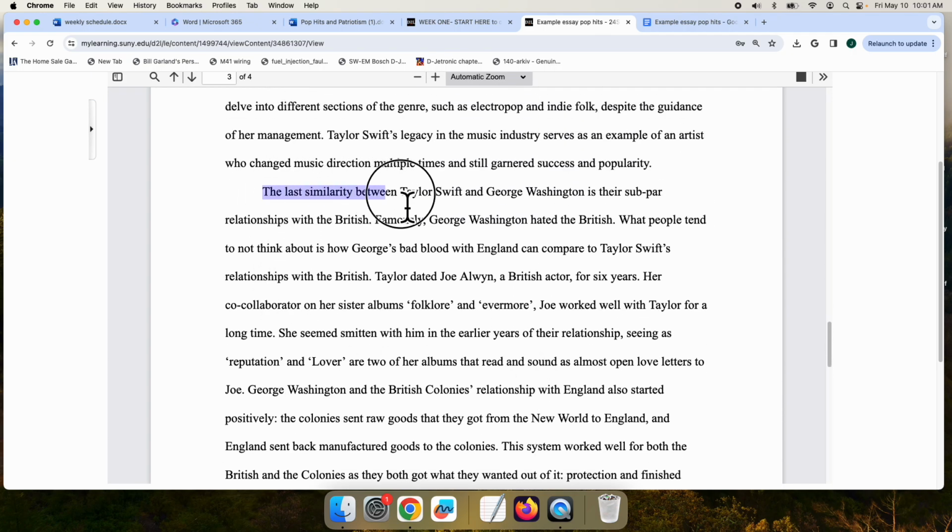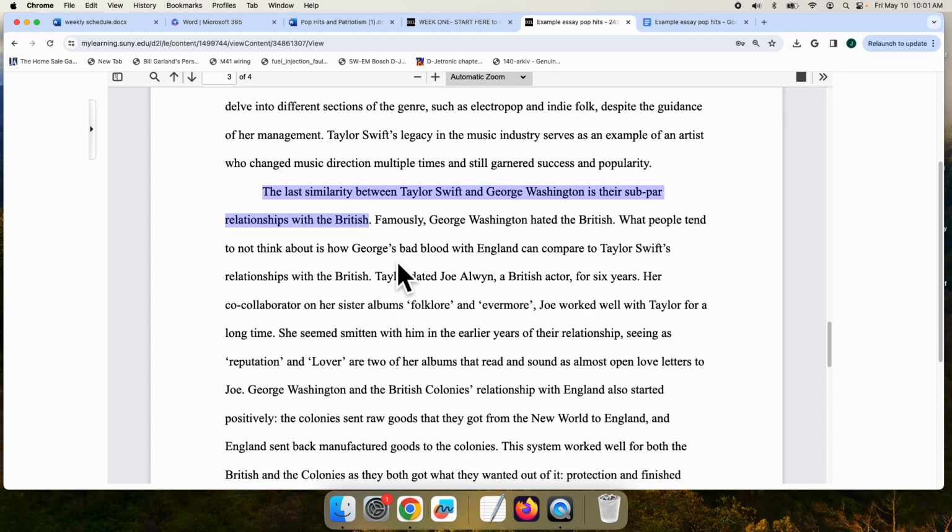The last similarity between Taylor Swift and George Washington is their subpar relationships with the British. So notice the topic sentence matches that final thesis prong. Let's now go through this paragraph. We're going to look to see that every single sentence kind of backs up what the topic sentence claims. We're also going to be on the lookout for transition words.